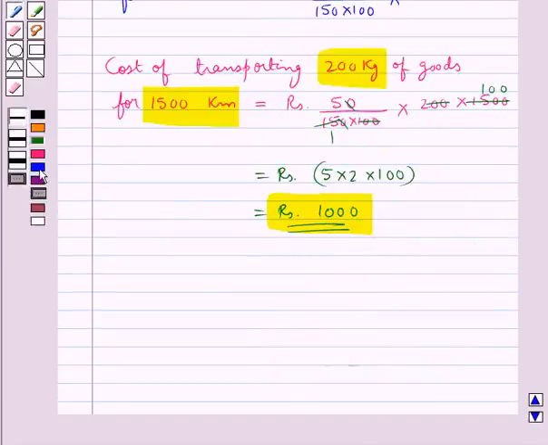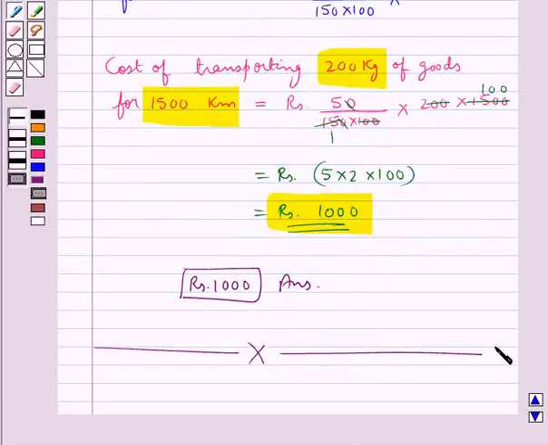Hence, our final answer is rupees 1000. So this completes the session. Hope you have understood the solution for this question.